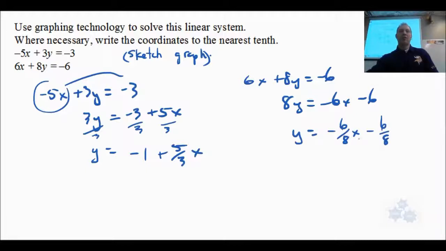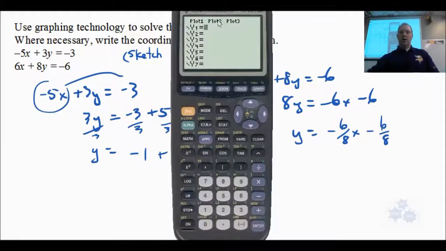You can simplify this, but again, the calculator doesn't care. We're just putting it into the calculator. So the calculator does not care if this is simplified. So I'm just going to use those two.